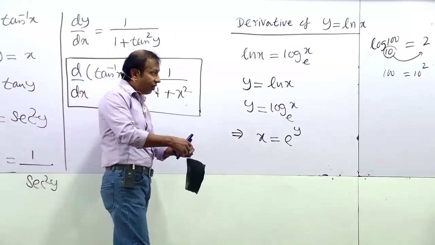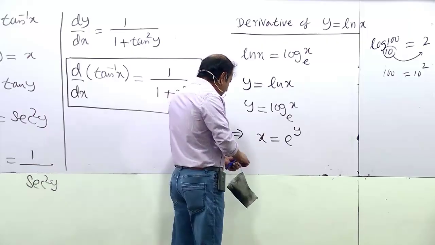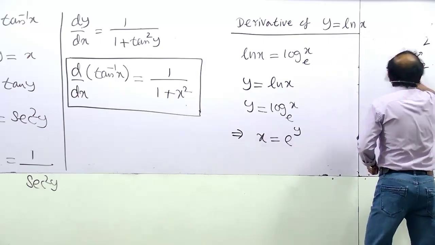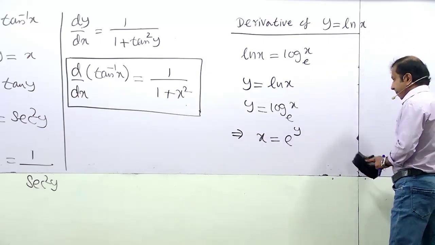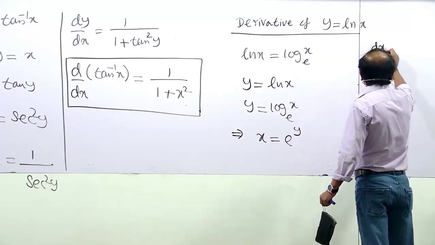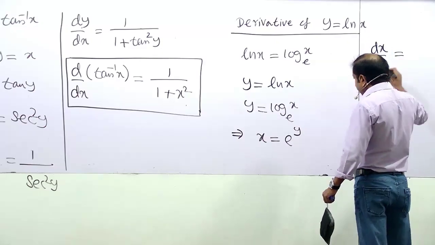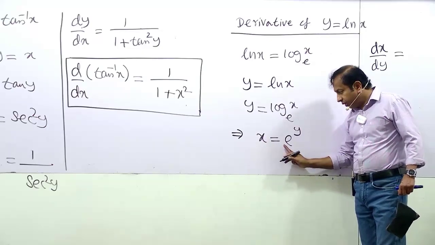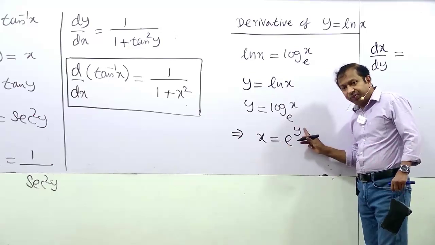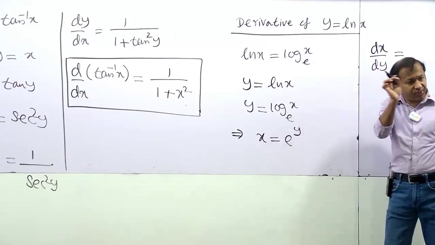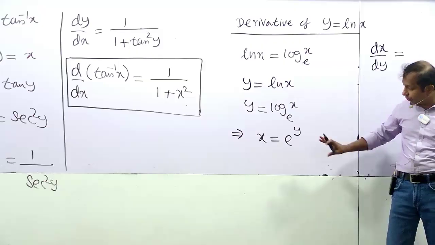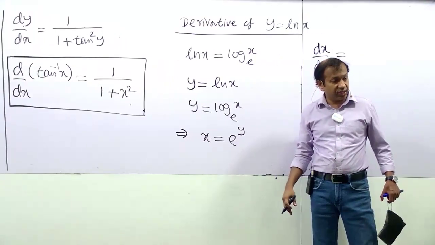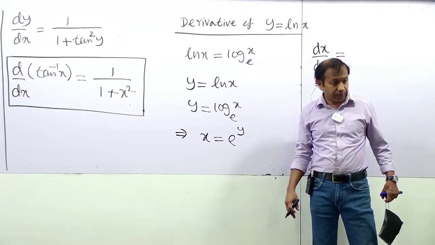Then here we can write dx over dy. Derivative of e to the power something, last week we proved that the derivative of e^x is the same e^x, the same thing coming. So when we differentiate this, we get what? The same e to the power y. Then dx upon dy should be what? E to the power y. Yes.